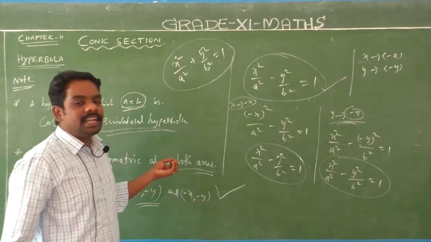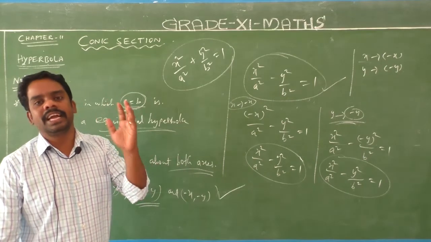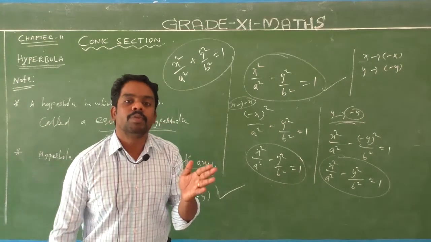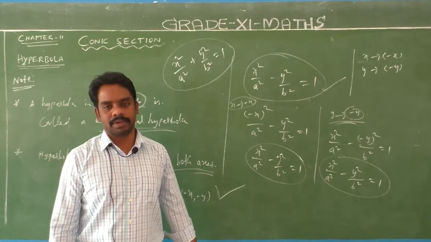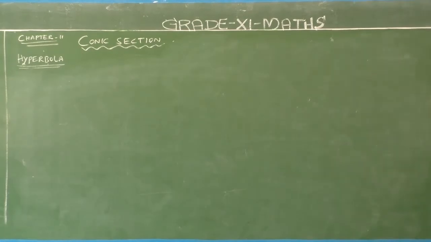Finally, the result is that the hyperbola equation and the ellipse equation are both symmetrical about both axes, x and y. Very simple main concepts. Okay, the hyperbola concepts are over.